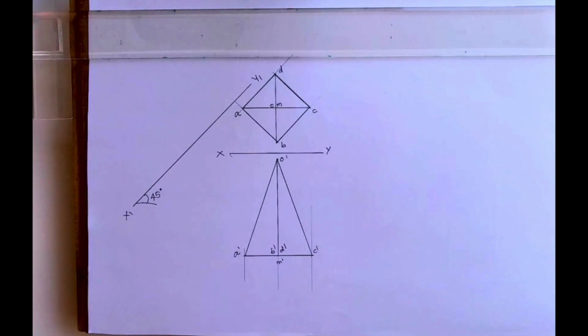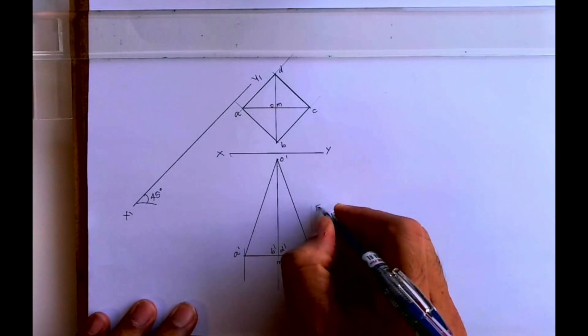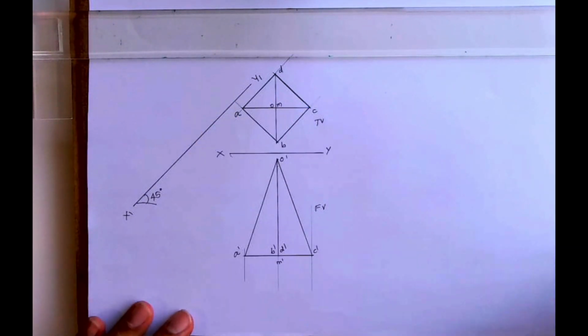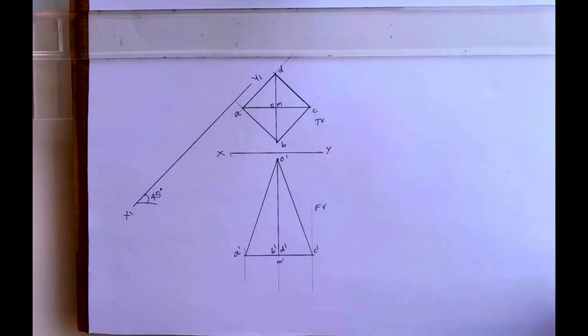Welcome to Technical Drawing. Today we're going to solve this sum in auxiliary. It's in third angle. Front view is down, top view is up. And we have to draw auxiliary top view, which will come next to top view.